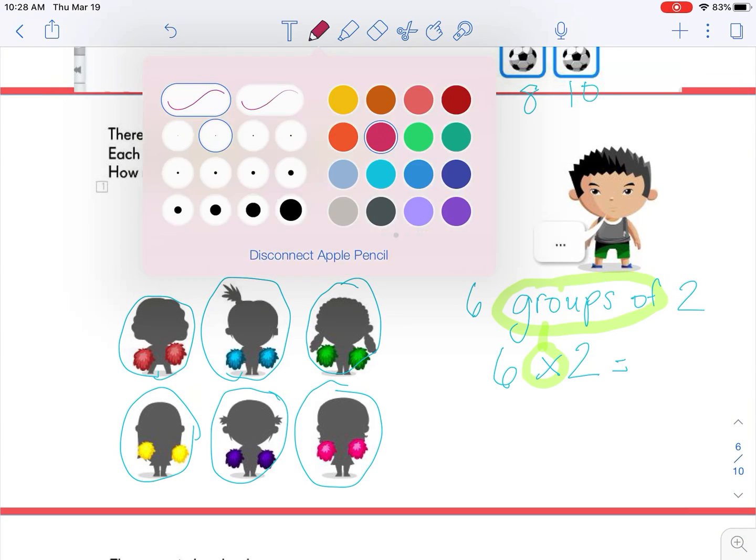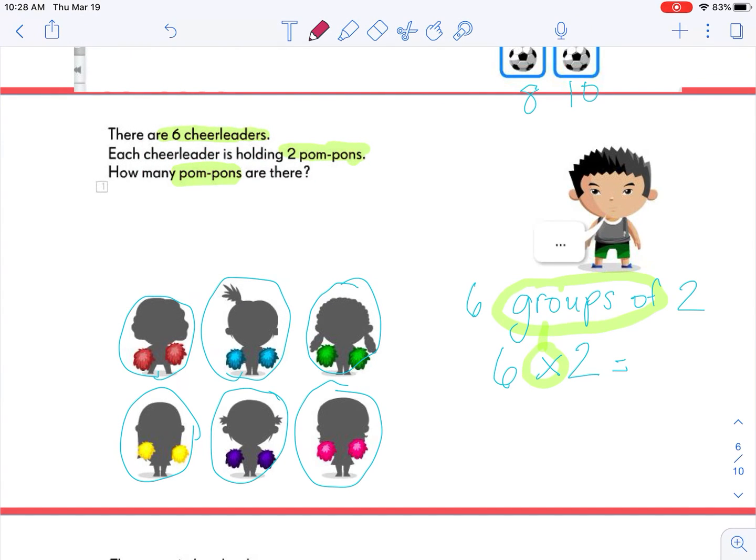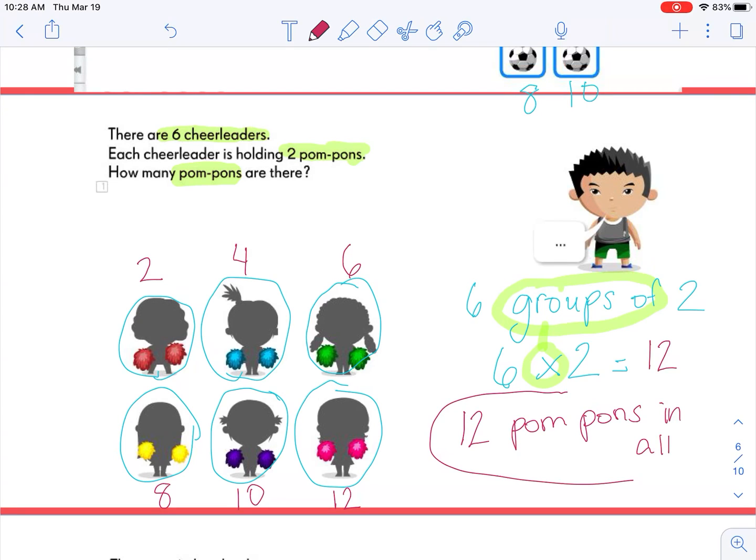All right, let's go ahead and skip count by 2. Count with me. Ready, set, go. 2, 4, 6, 8, 10, 12. There are 12 pom-poms in total. I might write that out in a sentence. 12 pom-poms in all. And I'm going to circle my final answer.